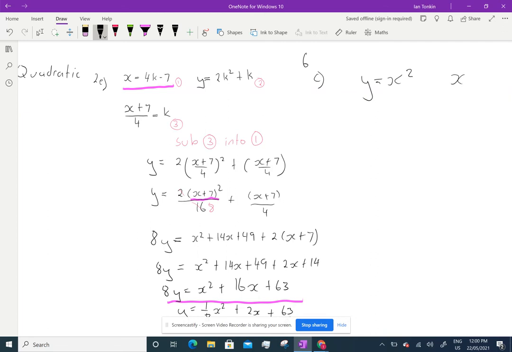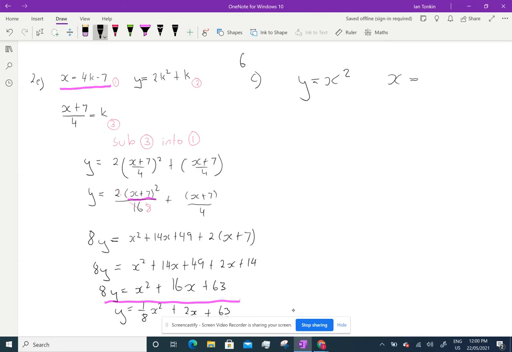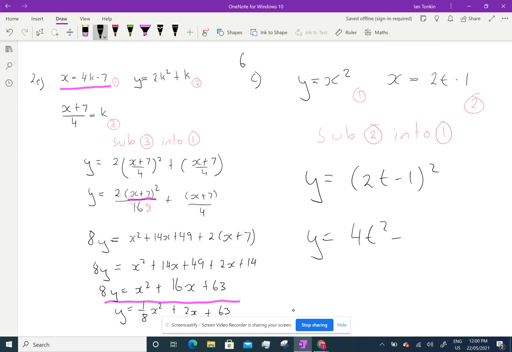And they want you to write x in parametric form, 2t minus 1. Well, this is pretty easy. This is equation number 1. This is equation number 2. Sub 2 into equation number 1. What do we get? We get y equals 2t minus 1 all squared. You could leave it like that. You can just expand it. That's going to come 4t squared minus 2 times that, 4t, plus 1. And there's your parametric form. There's your x, there's your y. Simple. Righto, the last bit, circles.